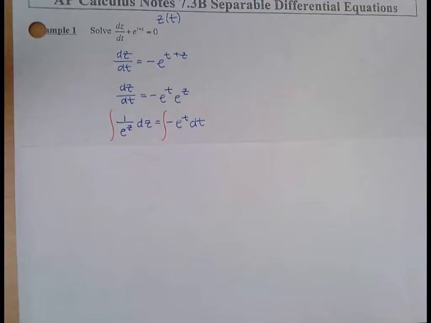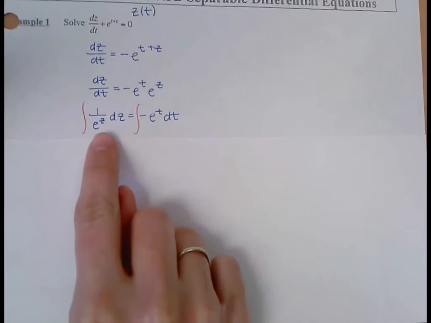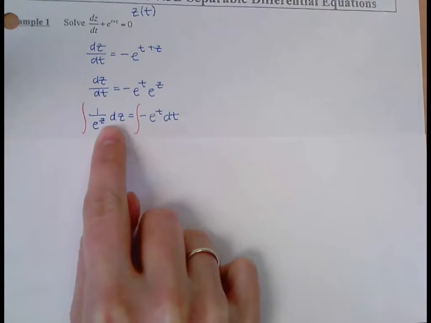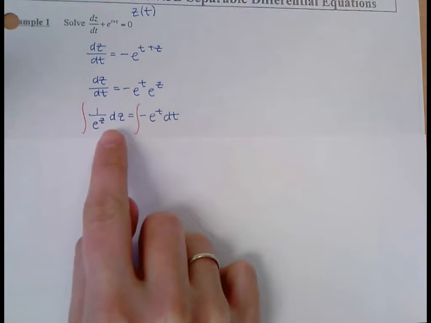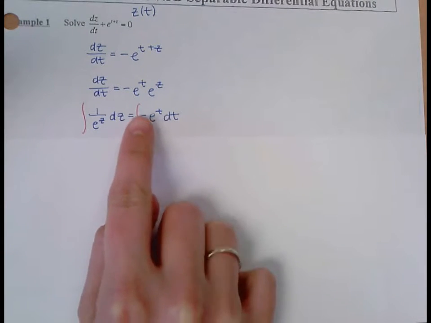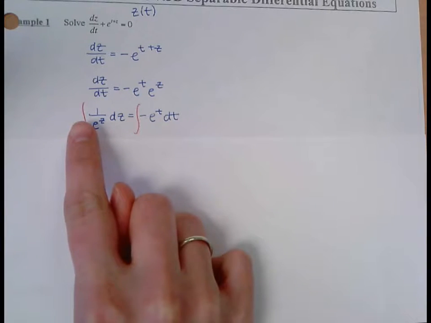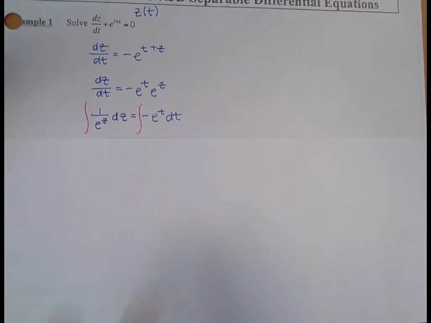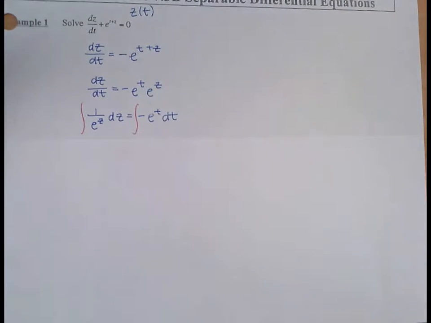at least the first step. So separation of variables, you should have 1 over e to the z dz, or if you have dz over e to the z, and then negative e to the t dt. Now this negative could be on the other side as well. It doesn't matter which side the negative is on. But that would be the separation of variables part, and then you integrate both sides.